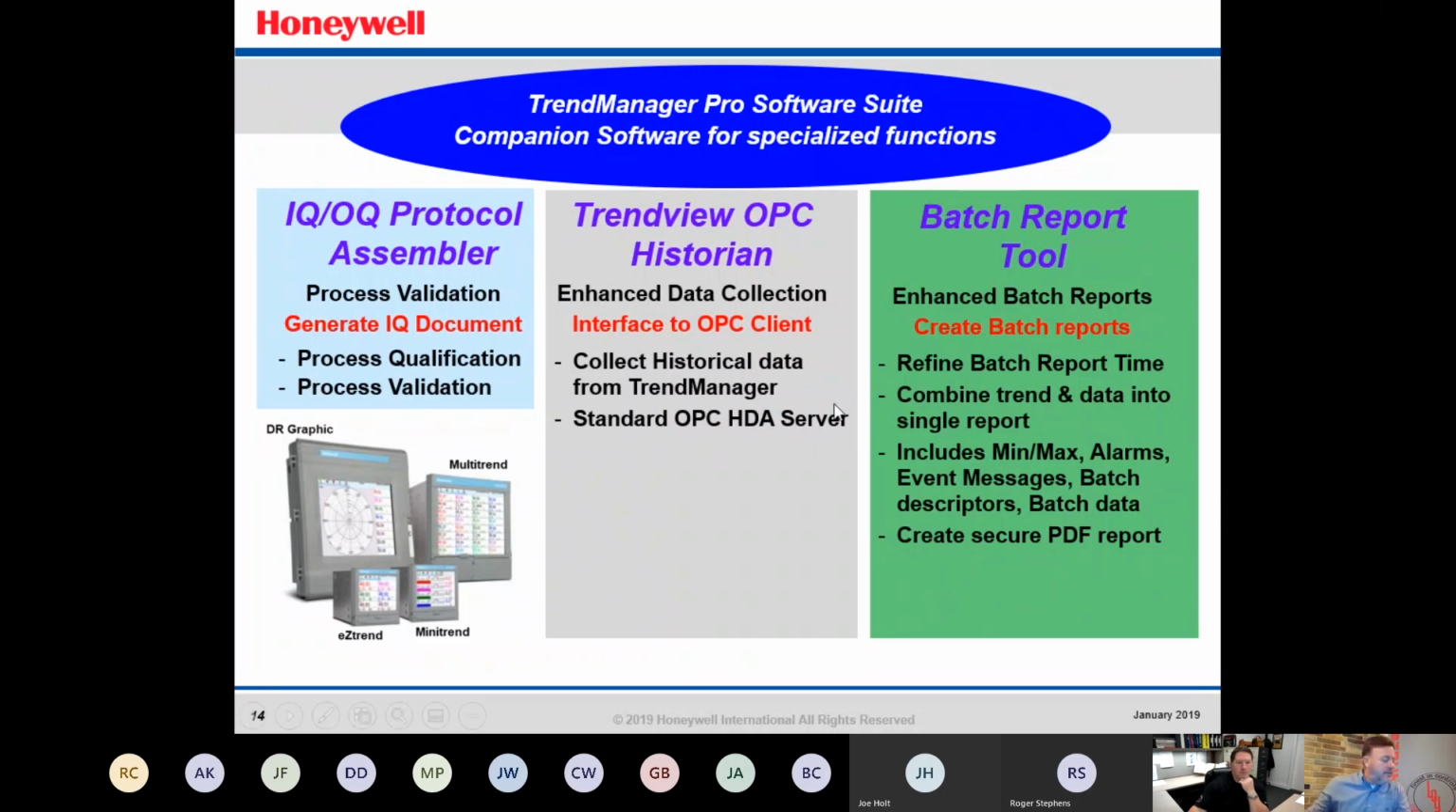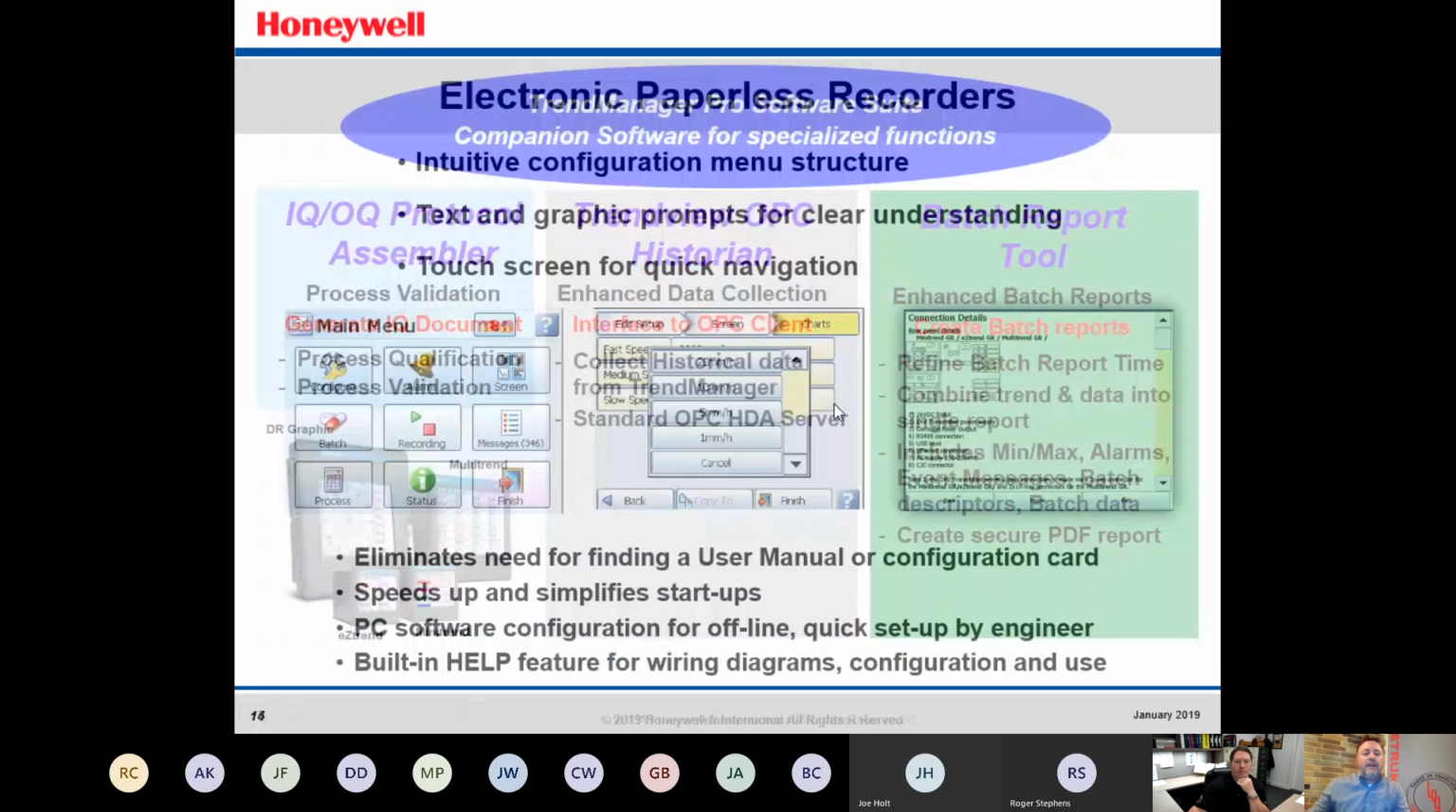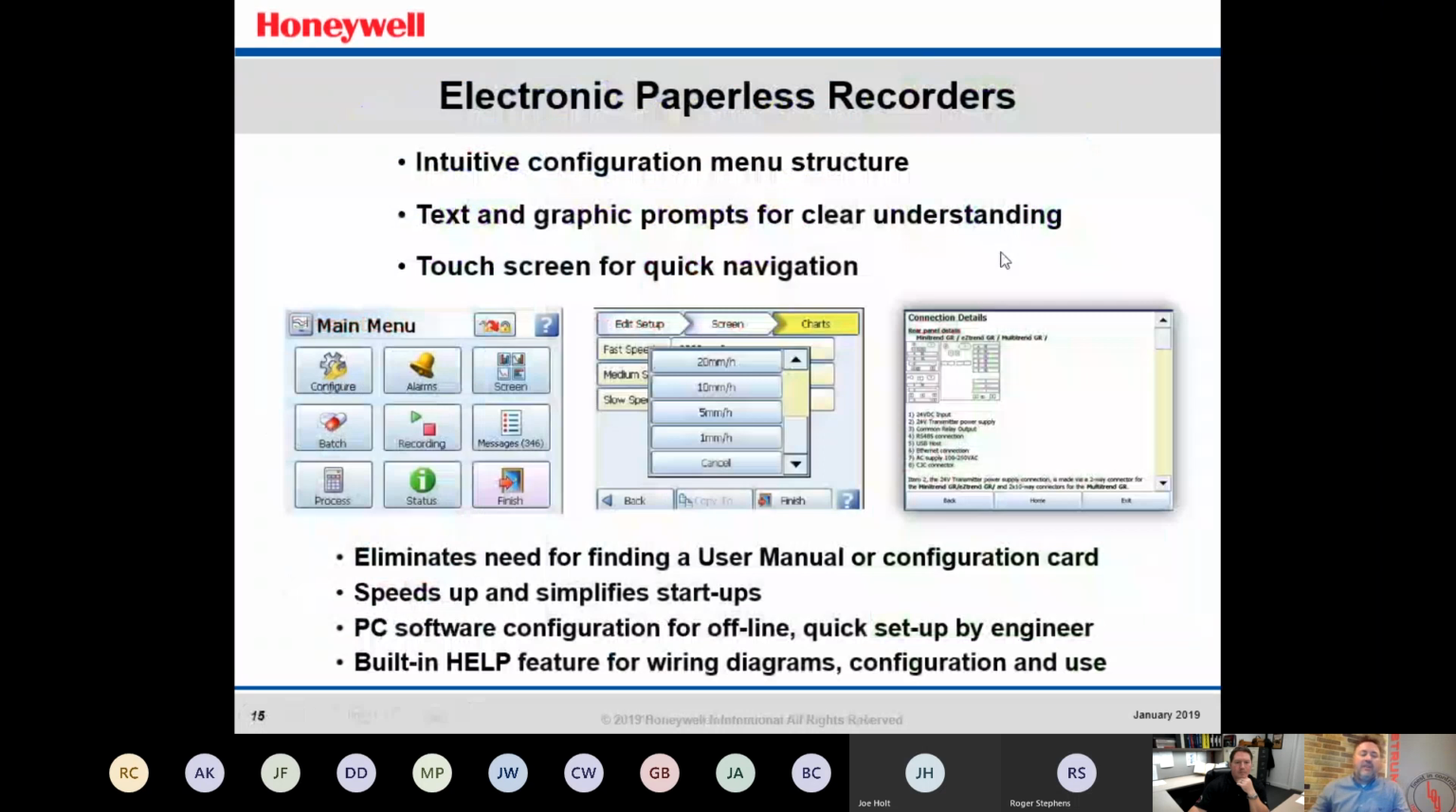We're going to spend just a little bit of time going through some of the configuration screens, just to give you a sample of what the configuration looks like and how easy it is to navigate. As you can see on the left here on this main menu screen, this is the first screen that pops up when you're going into the configuration. You can get into the configuration mode by touching the button up at the top left. You can view alarms. You can program your screens, program batches.